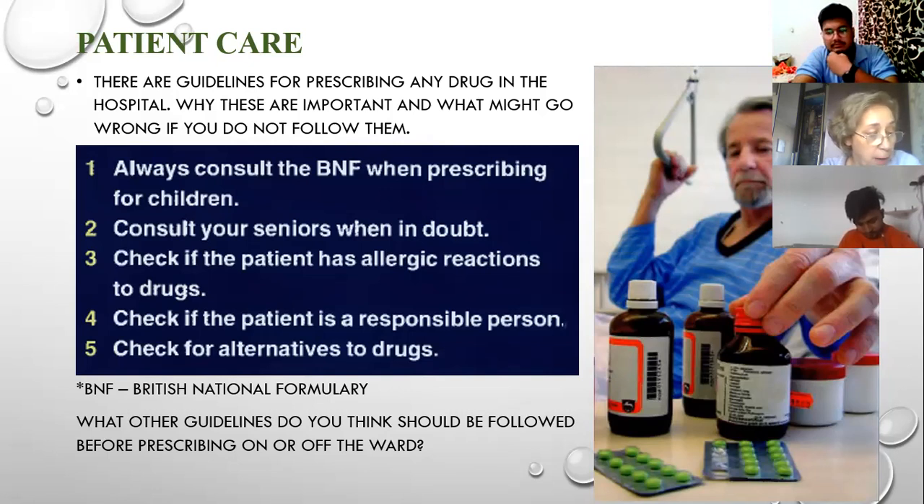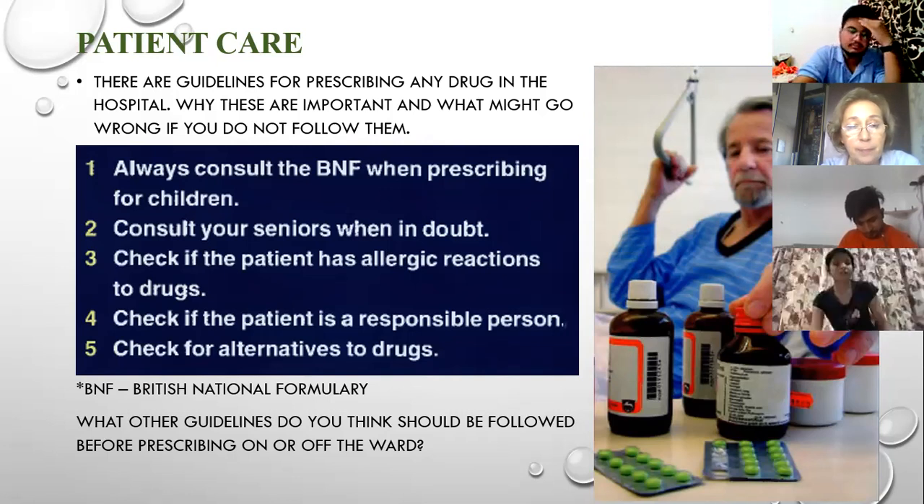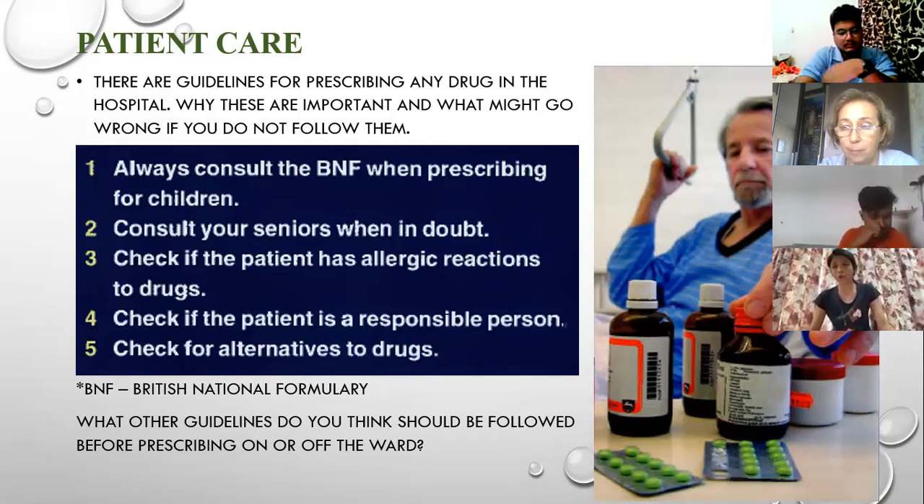So the next is for Apeksha. The second line, please. Yes, ma'am. Consult your seniors when in doubt. For this, I would say that many times a second year or third year student who is not yet experienced in this field, when a patient comes to him or her for the dosage of the medicine, if he sees any confusion, then he should consult his seniors for that, because they have more experience in this field.